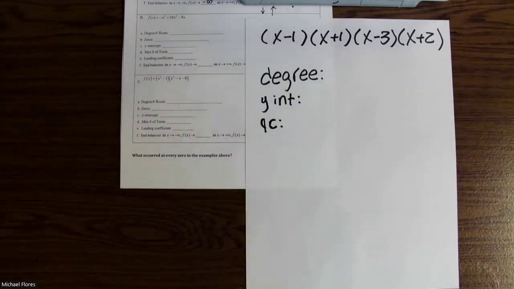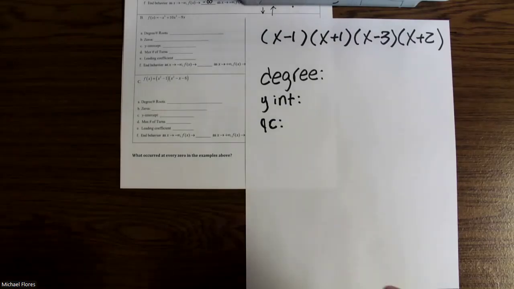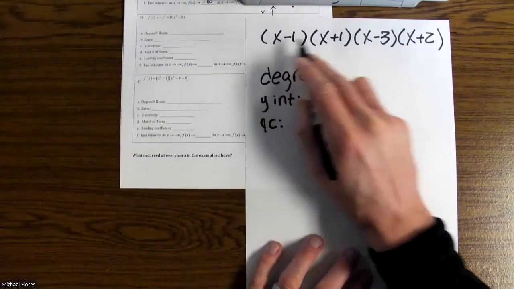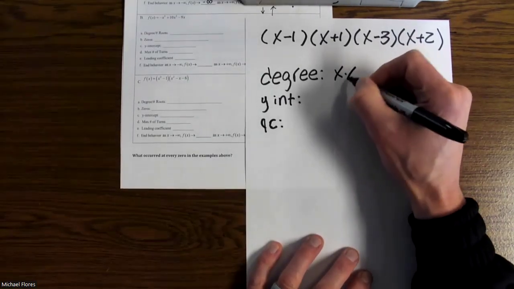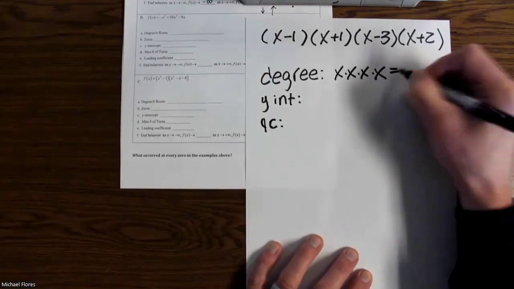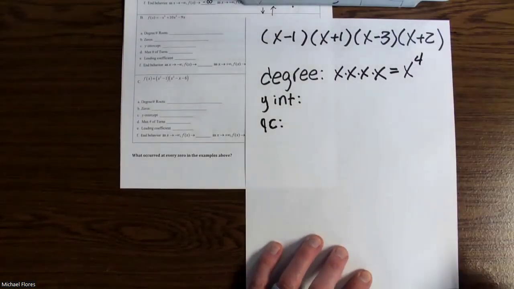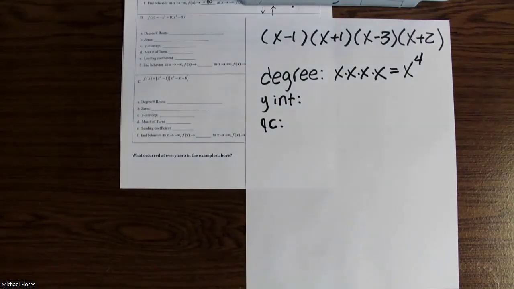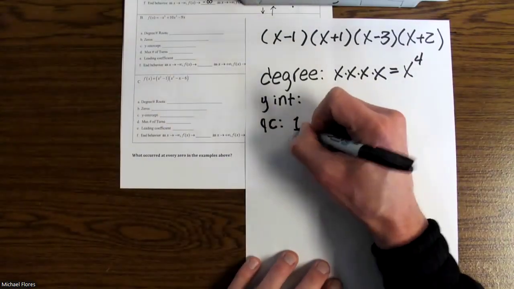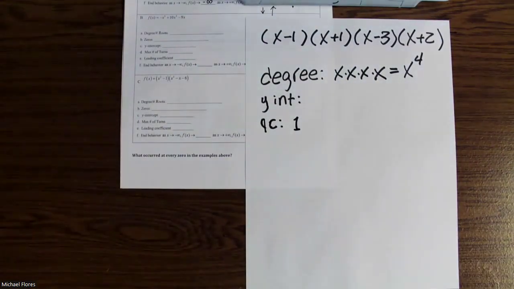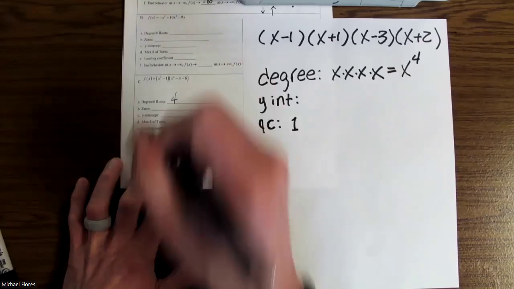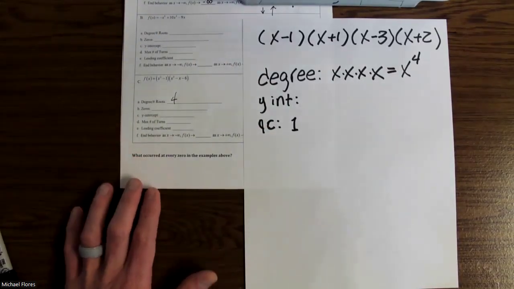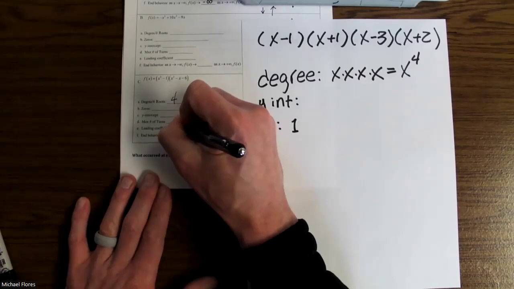Jump in here and start giving you some answers. Let's find the degree. Now that we factored it, to find the degree, look at the term in front of the parentheses. X times x times x times x is x to the fourth. So this is a fourth degree. We also now know the leading coefficient. It's positive 1. So let me go ahead and fill in those blanks. Fourth degree, which by the way is a quartic function. Our leading coefficient is 1.